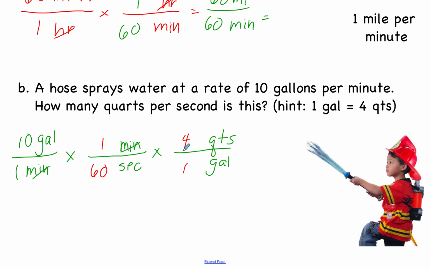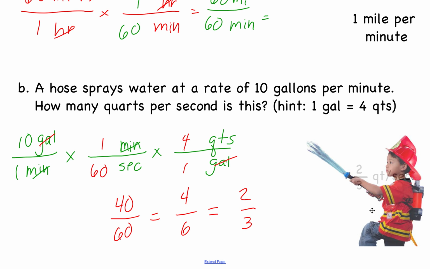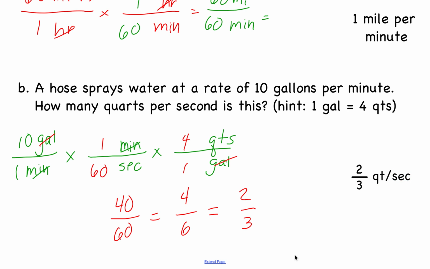Okay, so now we can go ahead and multiply across. 10 times 1 times 4 is 40. And I forgot to cross off my gallons here, right? So gallons cancel. So I have quarts per second. 40 in the top. 1 times 60 times 1 is 60. And we can reduce that by dividing by 10, and we would get 4 to 6. But then we can reduce that again and get 2 to 3, right? So my final answer with my units is 2/3 quarts per second.